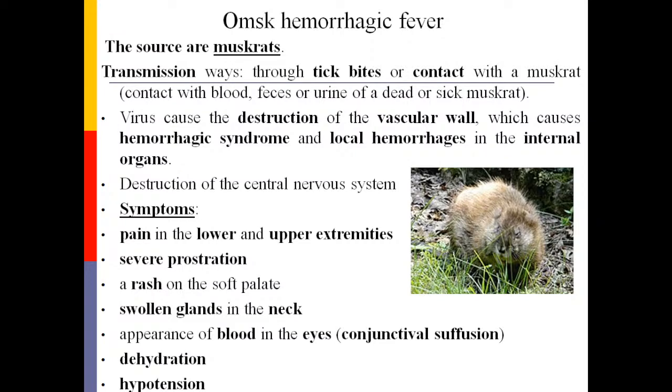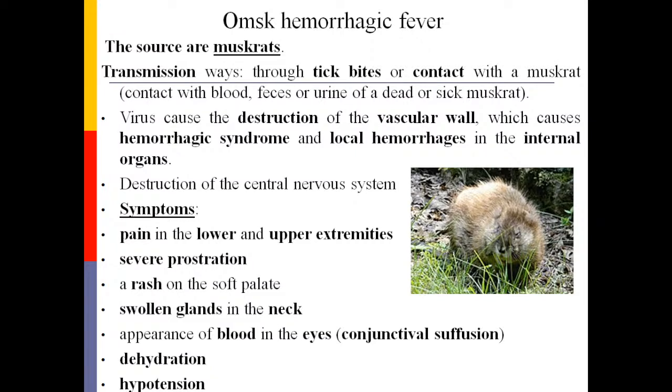The virus causes destruction of the vascular wall, endothelium, which causes hemorrhagic syndrome and local hemorrhages or bleeding in the internal organs. It also causes destruction of the central nervous system. What are the symptoms? These are pain in the lower and upper extremities, severe prostration and rash on the soft palate, swollen glands in the neck, appearance of blood in the eyes, it's conjunctival suffusion due to bleeding, dehydration, and hypertension due to destruction of cells in the central nervous system.